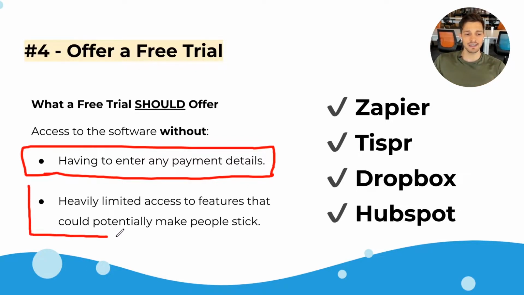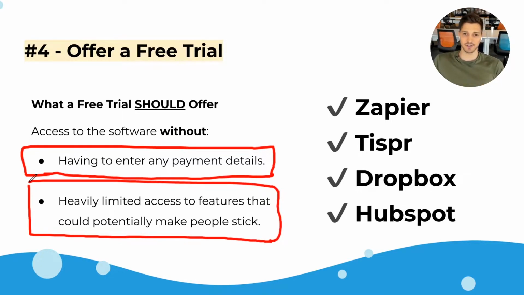Also, don't heavily limit access to features just because they're not paying yet. Just give it to them on a free trial basis, because those might be the features that make people stick and convert to paid. So that's the thing I see people make mistakes on when they're running Facebook ads traffic to their software site. You've got to remember, this traffic's kind of cold.